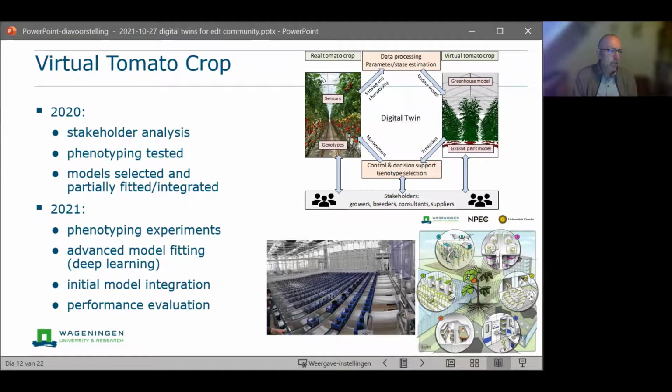There has been a stakeholder analysis, exactly what do people expect from a twin. We checked whether we can accurately test the phenotype, which is how the plant shows. And there has been a lot of work on selecting the models that can be integrated, because you may have models for the different parts of this process, but then also they need to be integrated into a whole, which is the real challenge often.